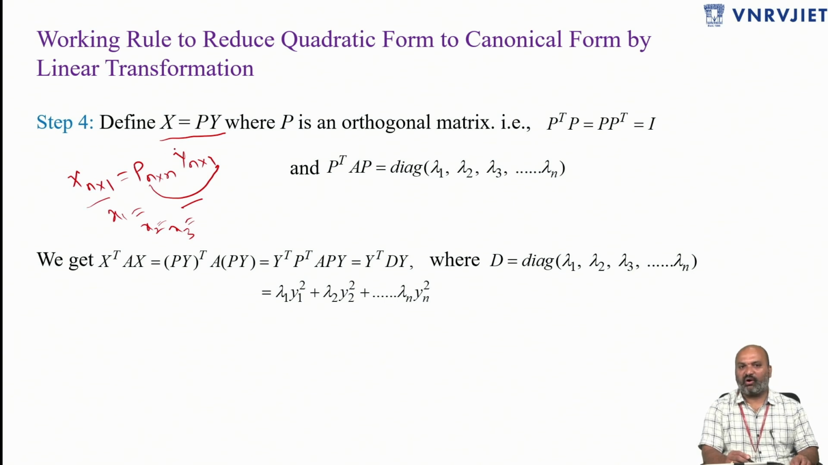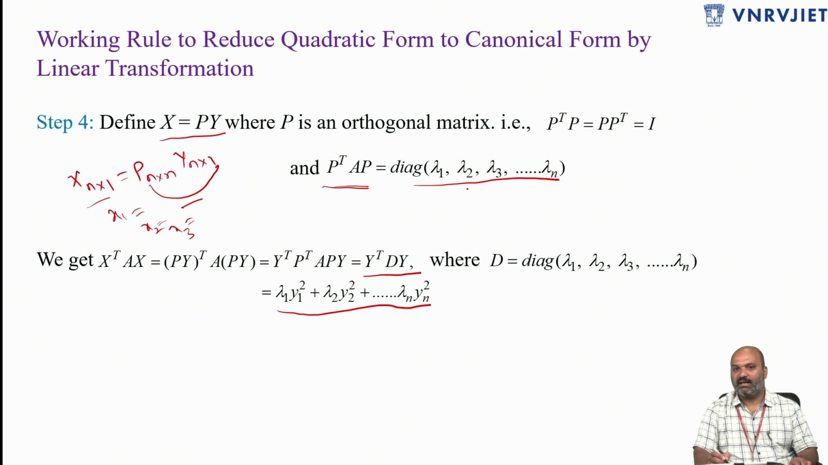If you substitute all these in the given quadratic form x transpose Ax, it reduces to y transpose Dy, which is the canonical form of the given quadratic form, which contains only square terms, because P transpose A P is a diagonal matrix.